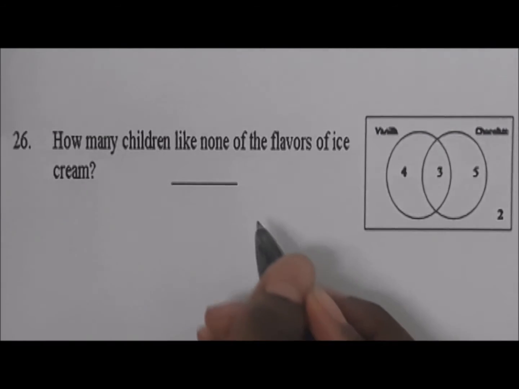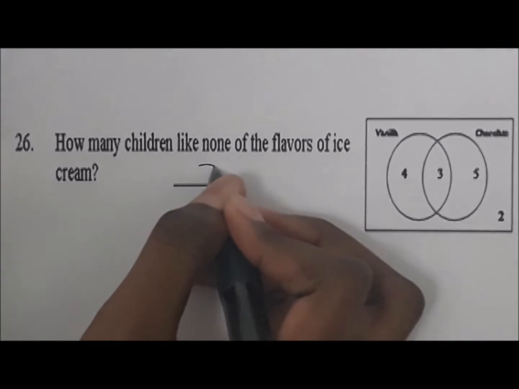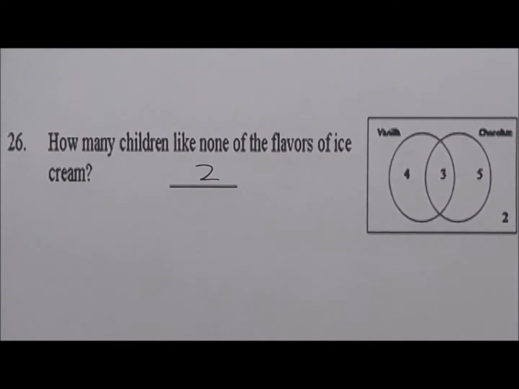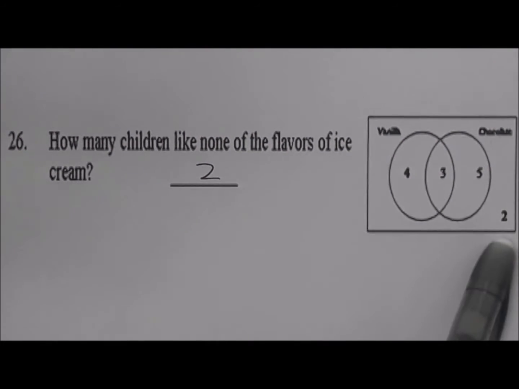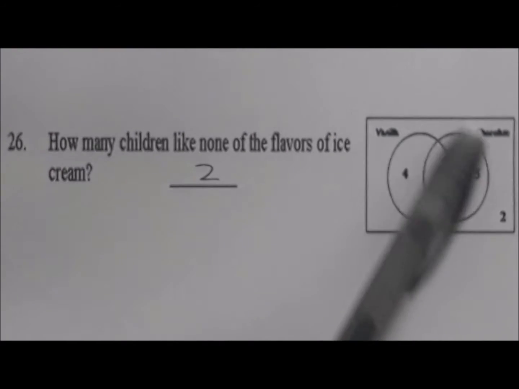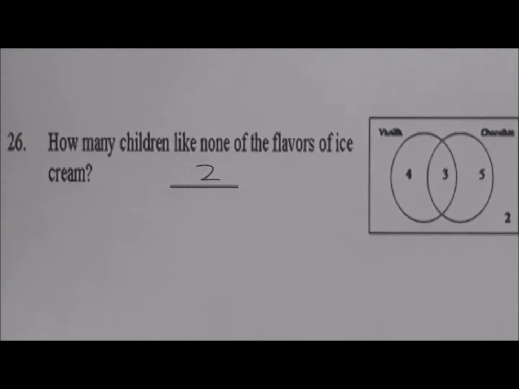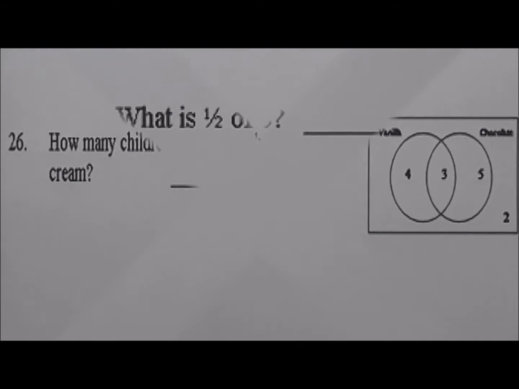Okay. So go ahead, put the answer for how many children like none of the flavors of ice cream. Rafaela, work it for us because it's fairly simple. Go ahead. 2. Okay, why would you put 2? Because 2 is in neither of the circles. Okay, it's on the outside of the circles for vanilla or chocolate. So 2 is correct. Hope you got it right at home. Let's move on to number 27.